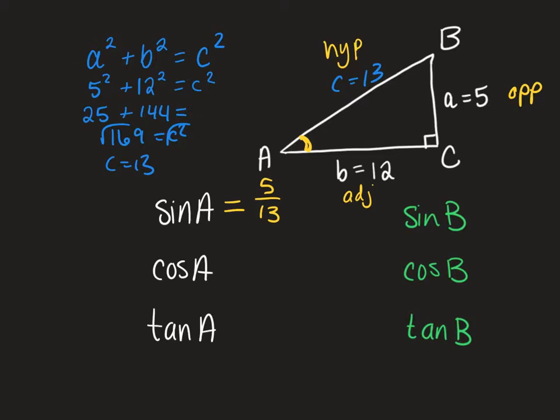Okay, so cosine of A is what? How do we find cosine? Adjacent over hypotenuse, which is 12 over 13. And then tangent is opposite over adjacent, so that is going to be 5 over 12. Done with angle A.